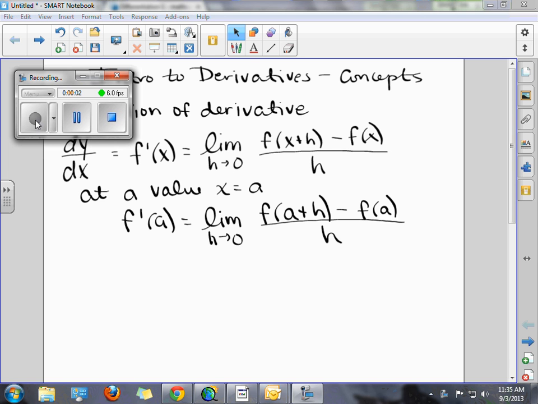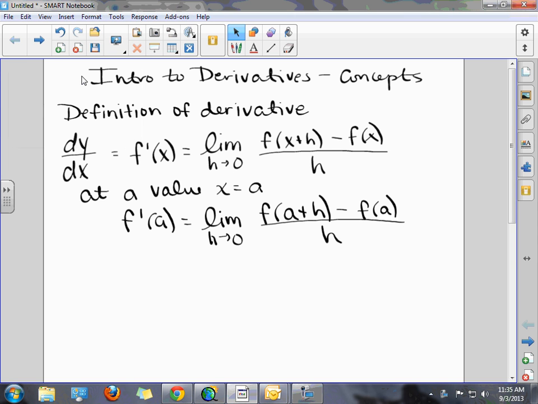Hey guys, we are starting to talk about derivatives today. So today we're really just going to talk about the concept of a derivative and what it means, and the definition of it. We're going to talk about some algebraic ways to find derivatives, including the power rule, and how a graph of a function compares to the graph of its derivative.